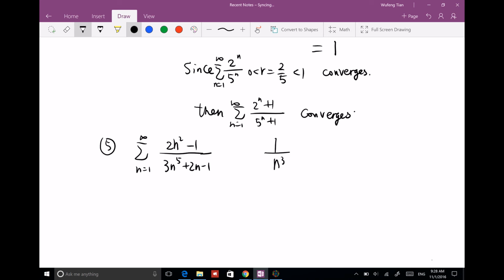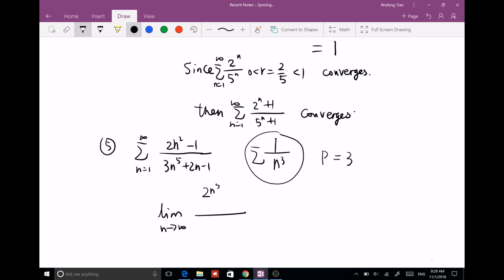Can you tell me if this series, 1 over n cubed, Travis, does this one converge or diverge? It would converge. Because? P is 3. Yes, okay, p is bigger than 1, so it converges. So what do we need to do next? We just need to find the limit as n goes to infinity.